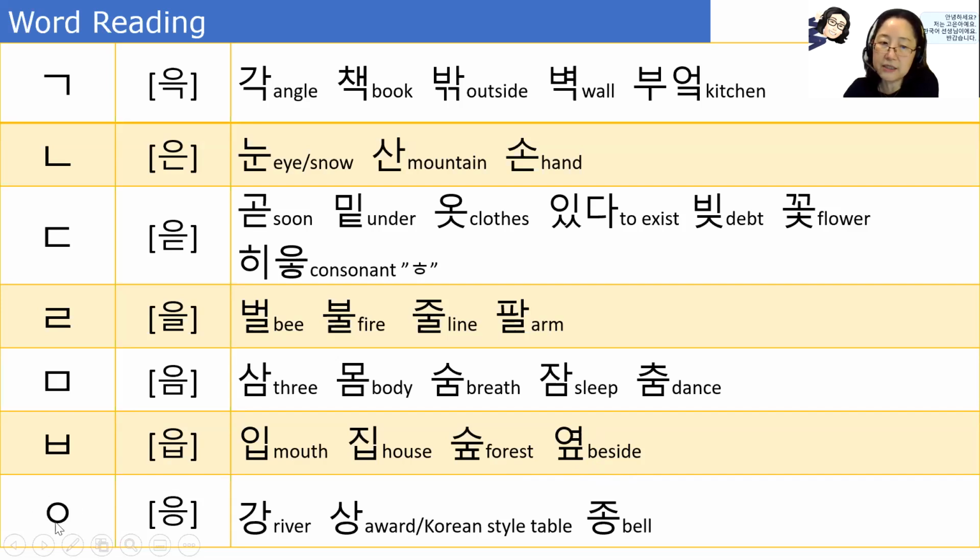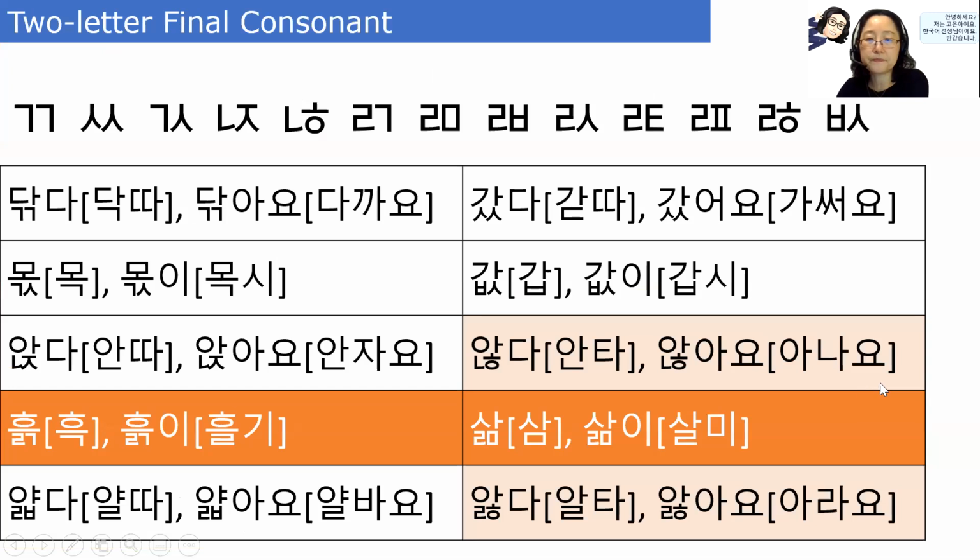silent in the initial place, but as a final consonant it has the ng sound. So 그 plus 아, ga and ng, so ng underneath, 강. And 스 plus 아, sa and ng underneath, 상. And 즈 plus o and ng sound underneath, 종, 종. Okay, so that's how you read Korean vocabularies with the final consonant sound.